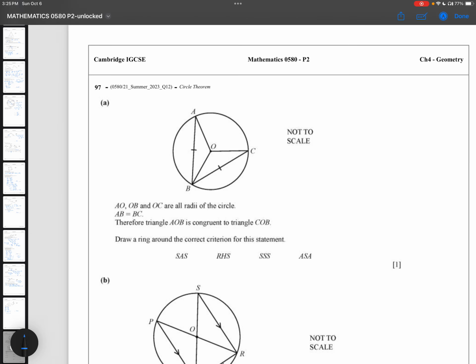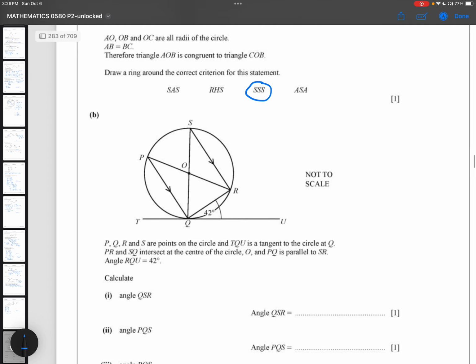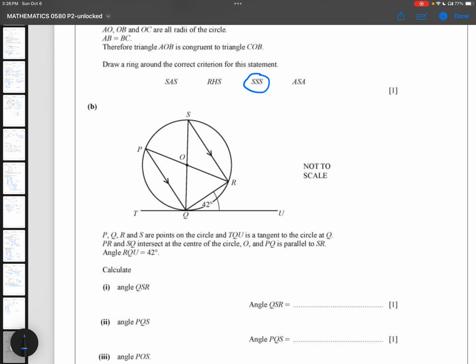That is 97. It says AO, OB, and OC are all radii of the circle. AB is equal to BC. Therefore, triangle AOB is congruent to triangle COB. We have to give the correct criterion for this statement. In both these triangles, AB is equal to BC, AO is equal to OC, OB is equal to OB. It means all three sides are equal. So the SSS criterion is the correct answer.